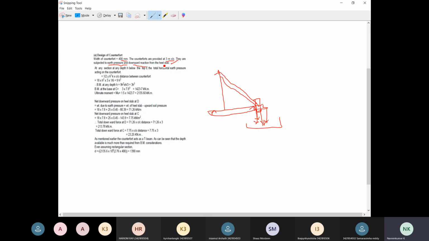So you have to consider two different load conditions to design the counterfort. The first thing is earth pressure, and the second thing is the downward reaction from the heel slab. So this is the consideration. After that we are going into the design.